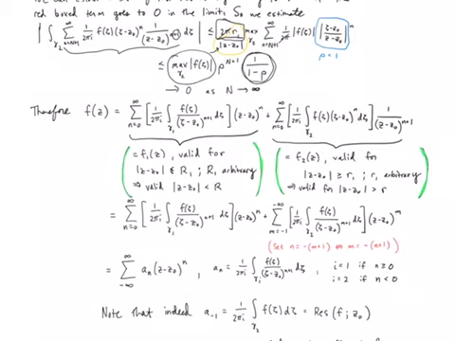Actually, I just realized that should be a strict inequality. Let me fix that. So this should be a strict inequality, and this should be a strict inequality as well. Okay. And right, so that's valid in that range, and since R1 was arbitrary.